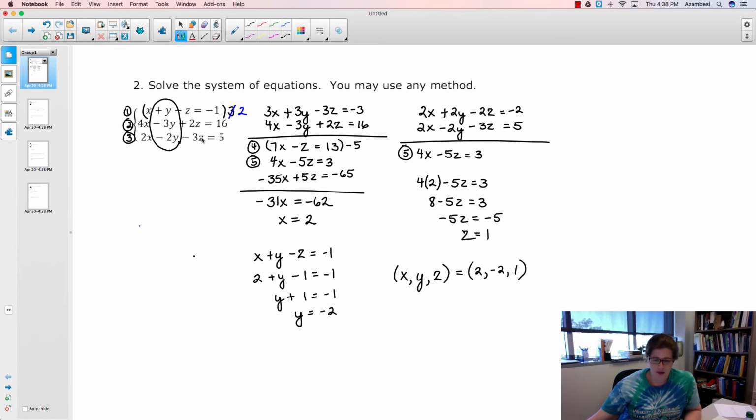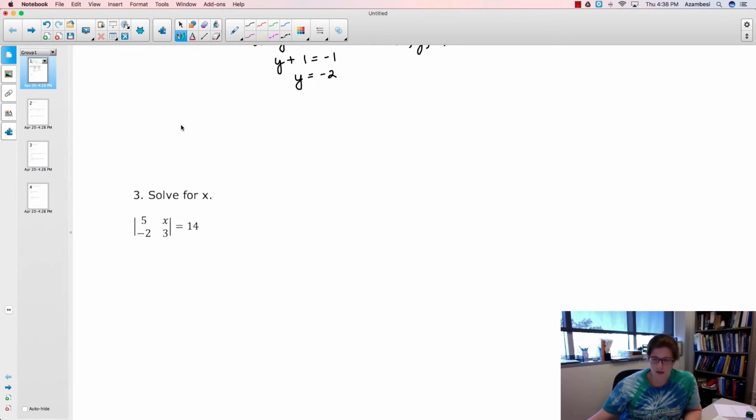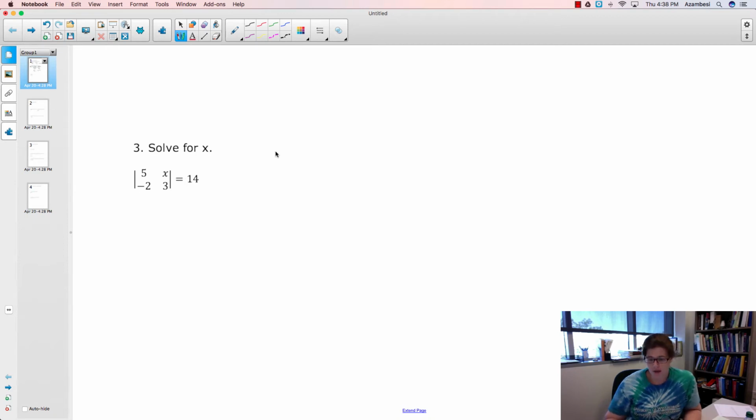Alright, so this is our systems of equations with 1 and 2, or with 2 and 3 variables. You also need to calculate some determinants, and either you'll have to calculate some straight determinants or you'll have to do something like solve for x. So if I'm solving for x here, then these vertical bars, remember, mean find the determinant. So I'm going to find the determinant of this.